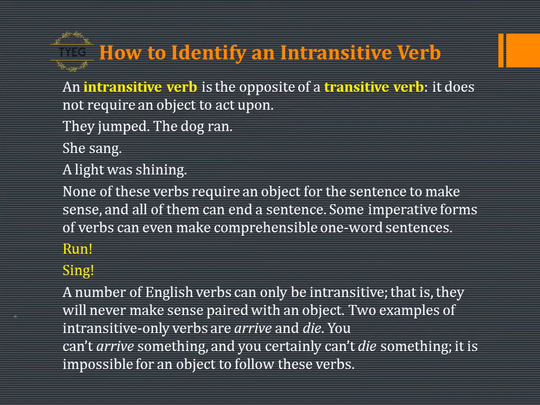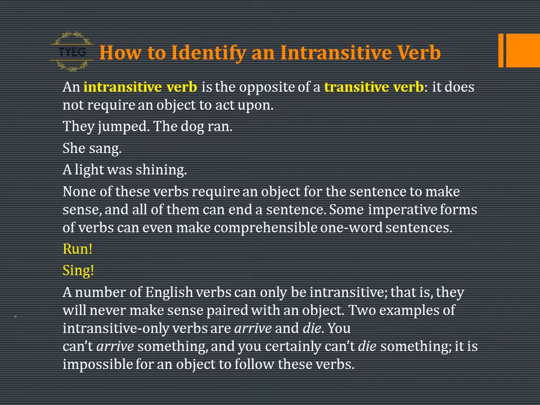How to identify an intransitive verb? An intransitive verb is the opposite of a transitive verb. It does not require an object to act upon. They jumped. The dog ran. She sang. A light was shining. None of these verbs require an object for the sentence to make sense, and all of them can end a sentence. Some imperative forms of verbs can even make comprehensible one-word sentences.